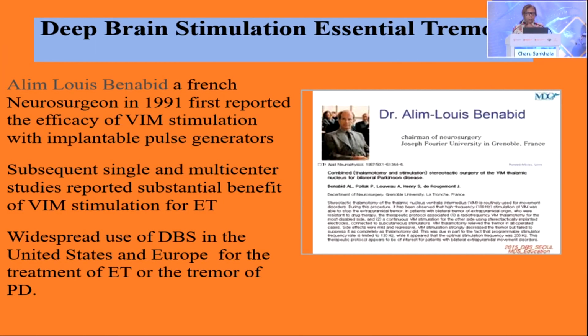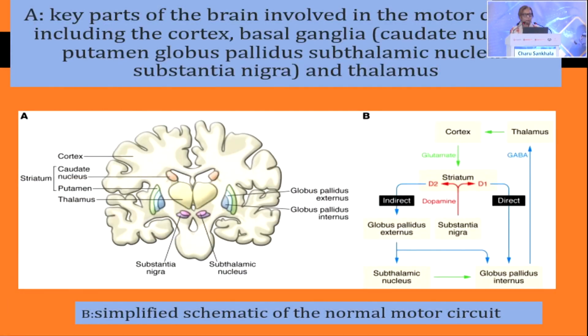But the real pioneering work was done by Benabid, a French neurosurgeon, in 1991. He was the one who first reported the efficacy of VIM stimulation with implantable pulse generators. Subsequently, many single and multiple center studies reported substantial benefit in essential tremor with VIM stimulation. And this led to widespread use of DBS all over the world.